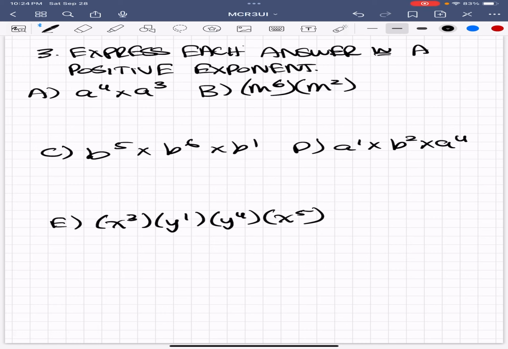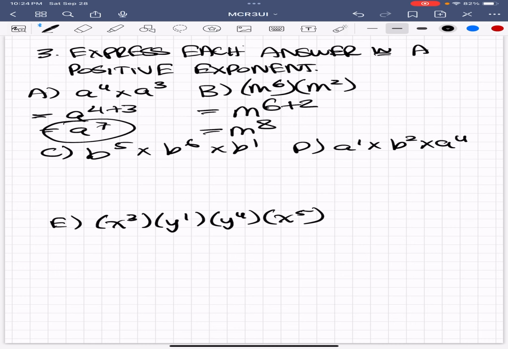Express each answer with a positive exponent. So we have A, using exponent law number 1, we add the exponents together. So we have A to the power of 7. Okay, this is another way to show multiplication. They're just in brackets, and it's multiplication. So we have m to the power of 6 plus 2. We add the exponent when there's multiplying with the same bases, and we have m to the power of 8.